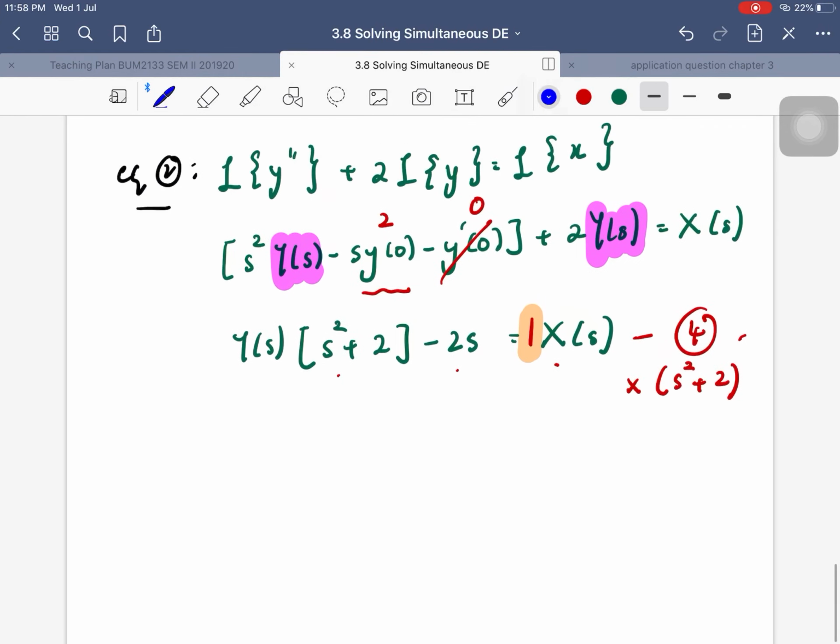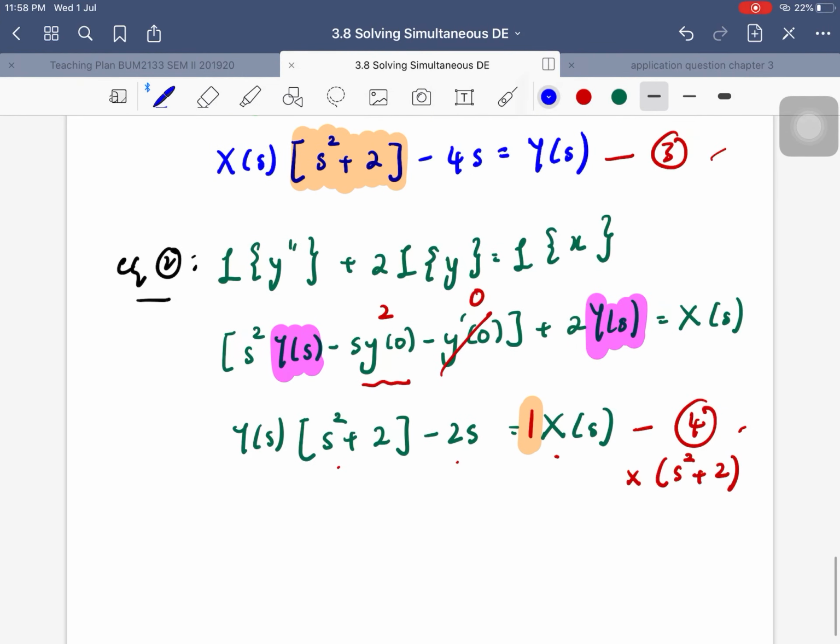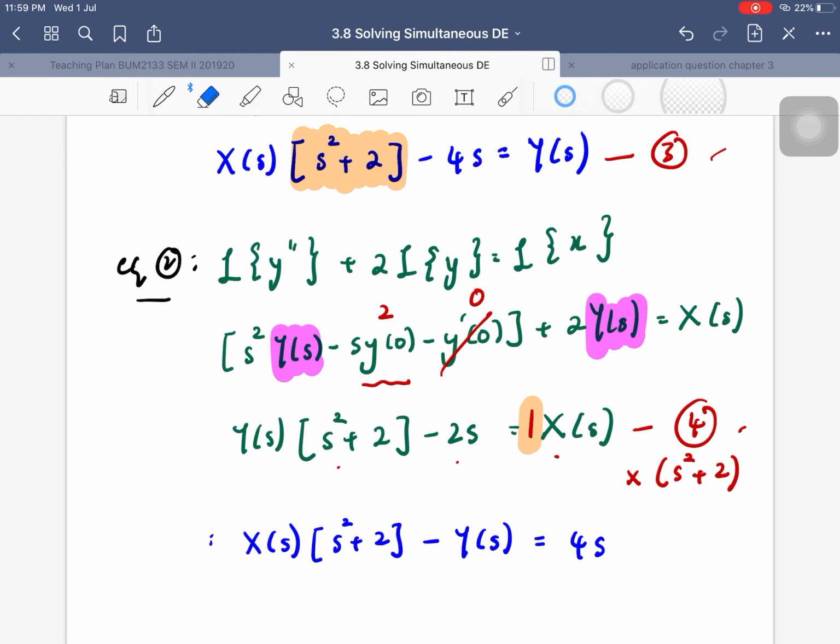So I'm going to simply copy equation number 3 and put it over here. So this is equation number 3. It's given by X(s) multiplied by (s squared plus 2). I'm going to rearrange so the variables are on the left hand side and the non-variable is on the right hand side. So that's how it becomes like this. This is from equation number 3. Let's use a red pen for this.